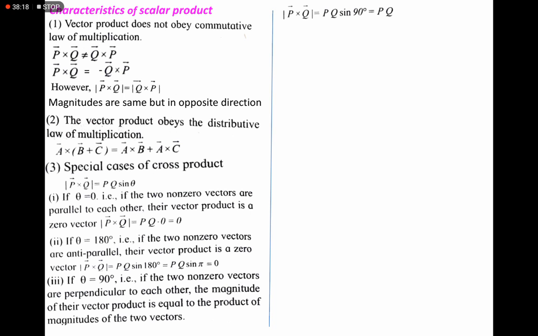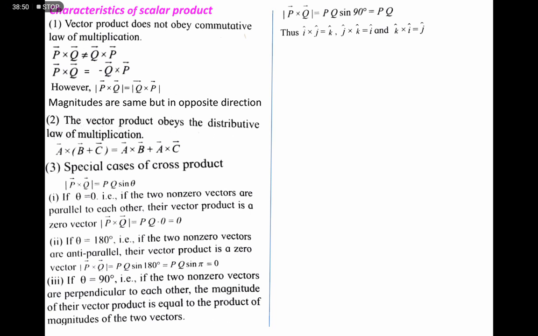Why is it not 0? When the vectors are perpendicular to each other, the angle is 90, and sine 90 is 1. So the magnitudes of these two vectors, P and Q, multiplied by 1, become PQ. It does not become 0. So the cross product of two vectors perpendicular to each other is not 0. We have to mention this here.